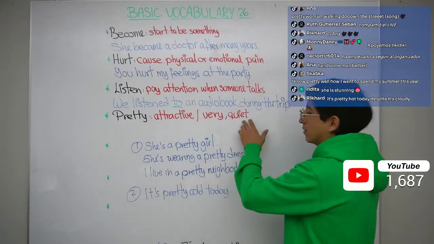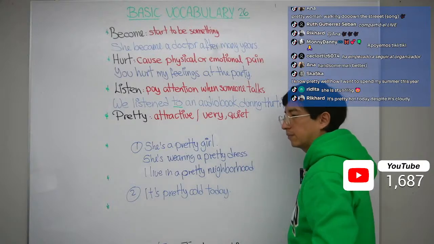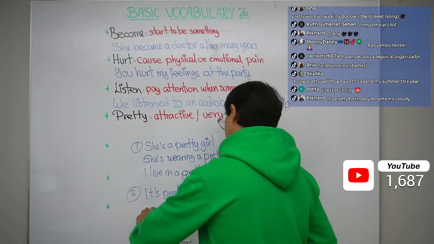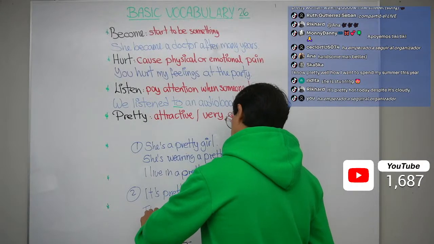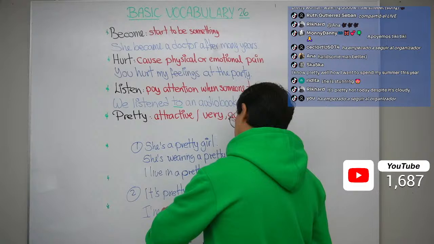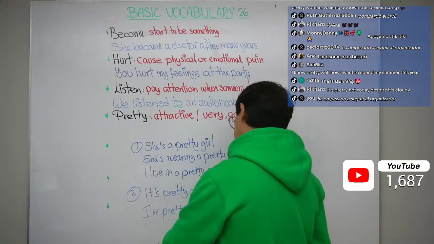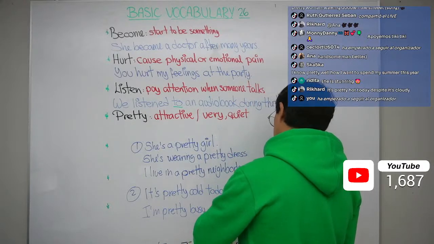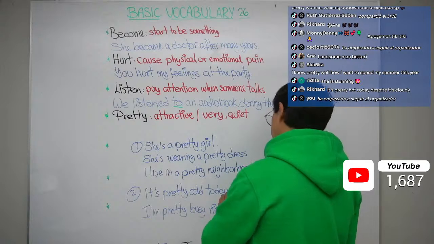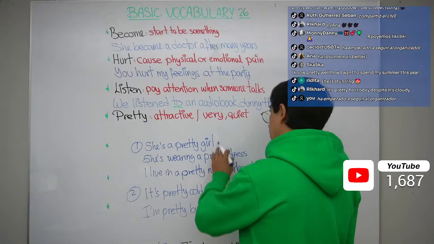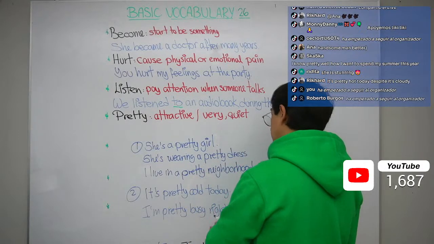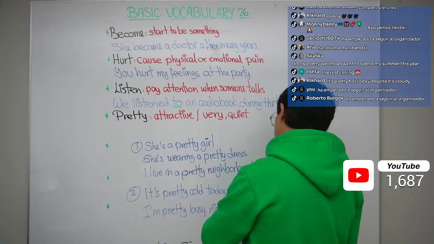And maybe you can say quite, no? It's quite cold here. Another possibility, maybe you can say, I'm pretty busy. I'm pretty busy right now. So guys, if you use very all the time, try to use other expressions, okay? I'm so busy. I'm quite busy right now. I'm pretty busy right now.